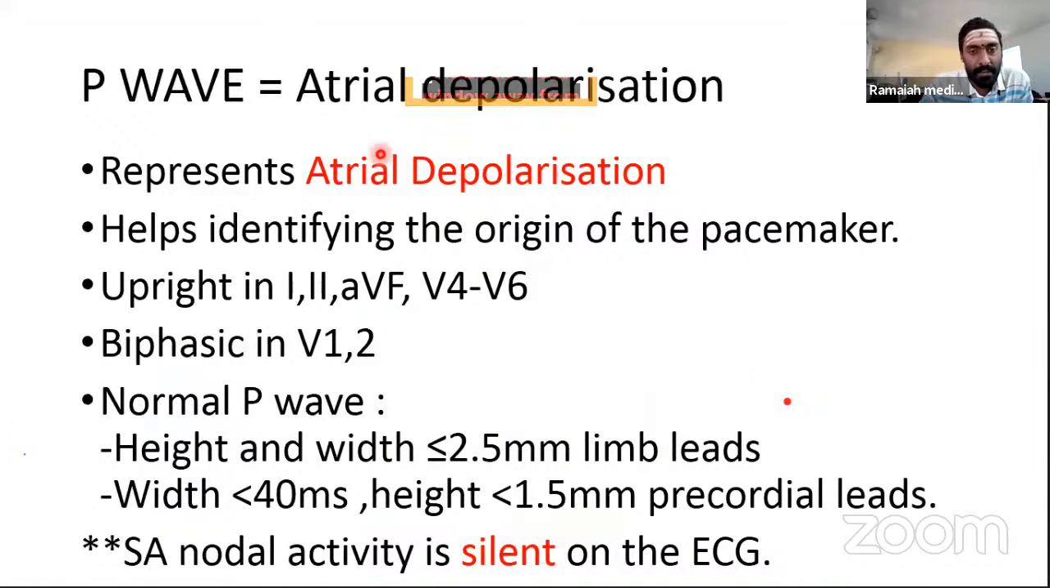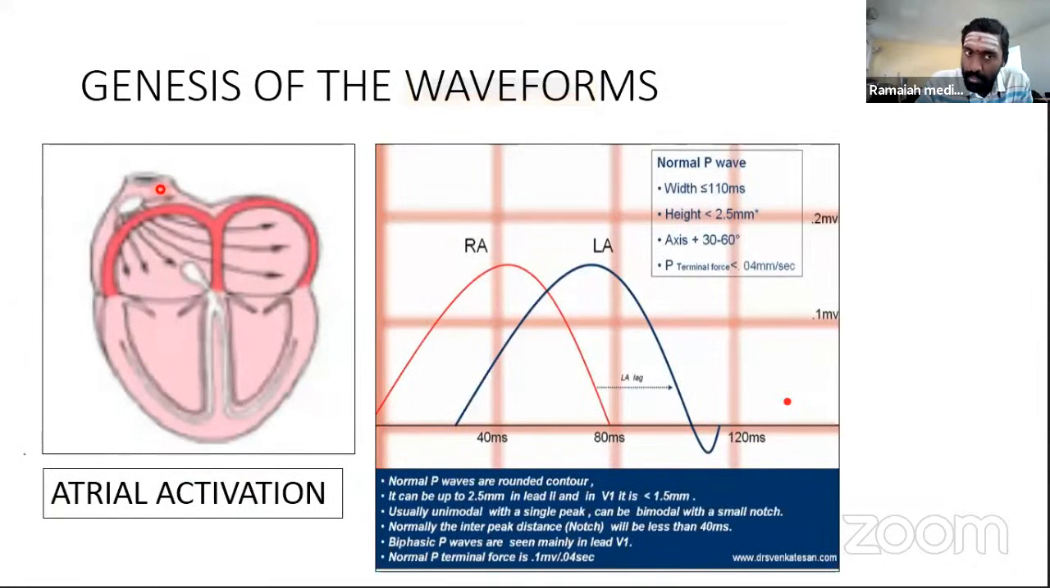One more important thing: the P wave represents atrial depolarization. It helps in identifying the origin of the pacemaker. It is very important to note that SA node activity is silent on the ECG and cannot be picked up on it. It is the atrial activity which we use as a surrogate of the SA nodal activity, because the SA node lies very close in the right atrium. The SA node is very silent and needs intracardiac ECGs.